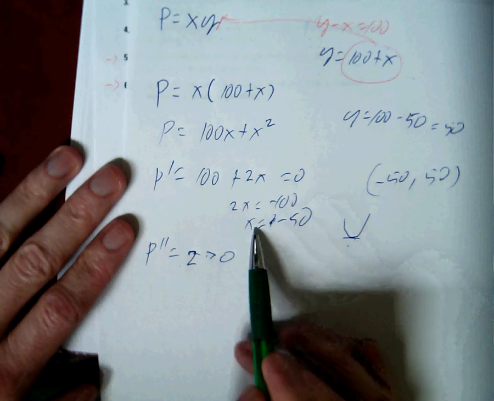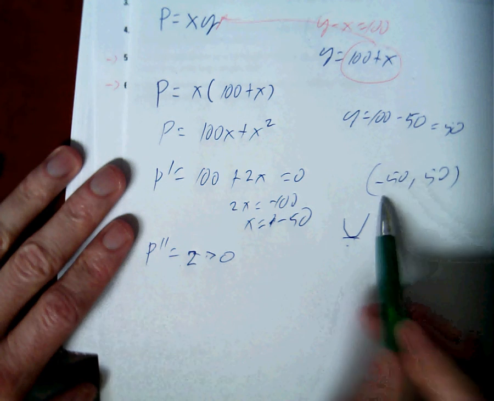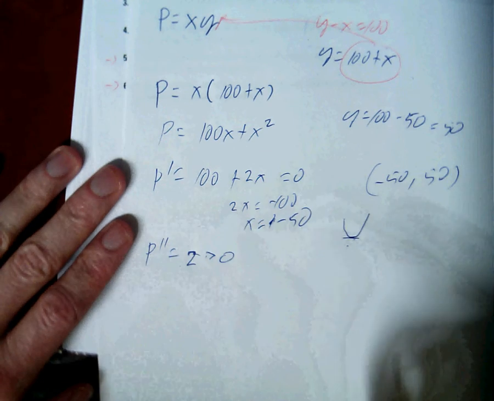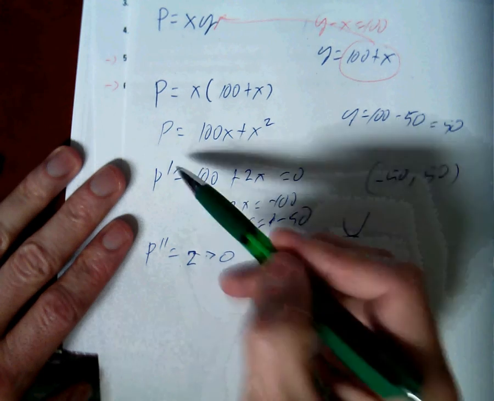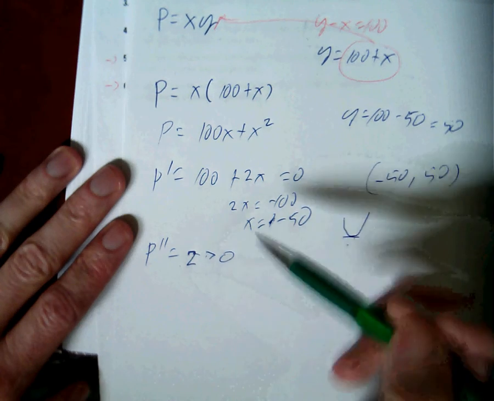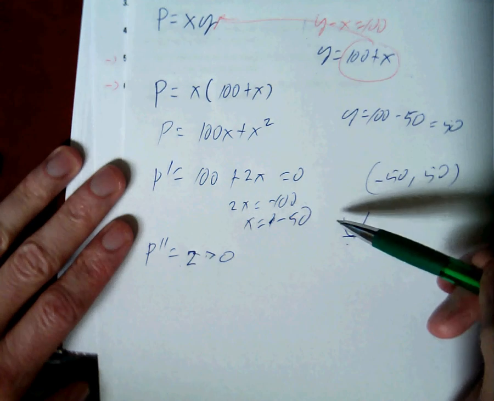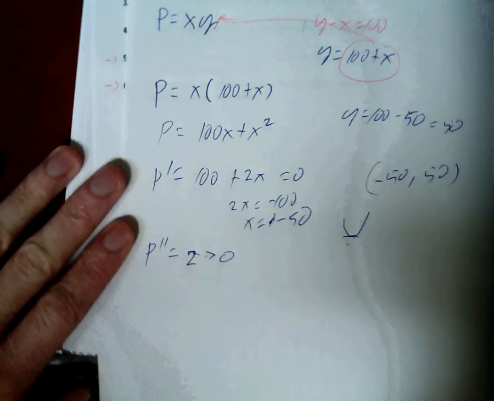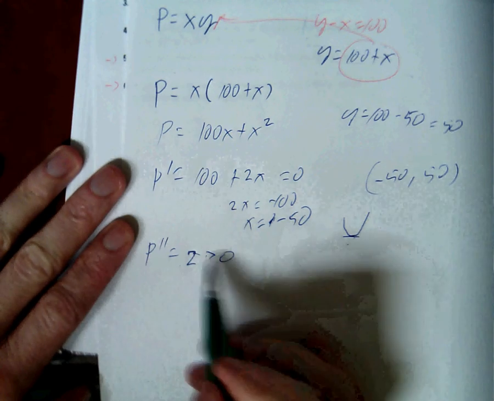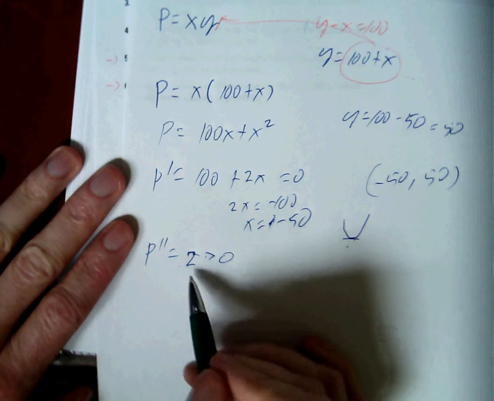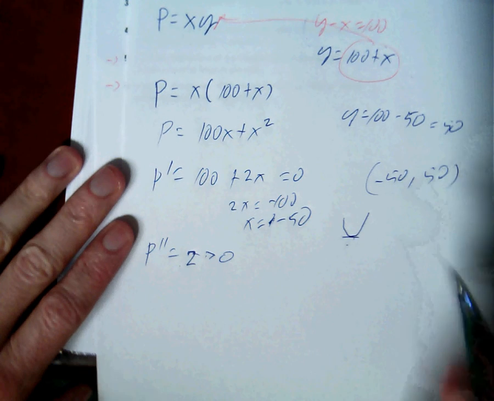Sometimes they'll ask just for the x value. Sometimes they'll ask for the x and the y value, so you have to plug it back in. But you also have to establish that it's actually, in this case, a minimum. And the way we do that, look at the second derivative. And when you look at the second derivative, if it's positive, then you know that that's enough to say it's a minimum.